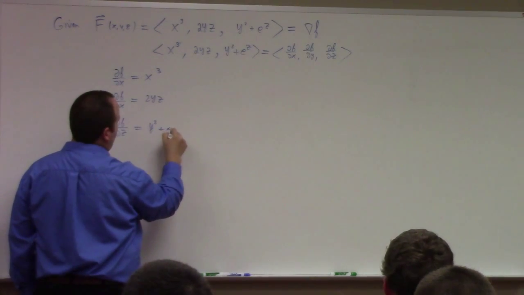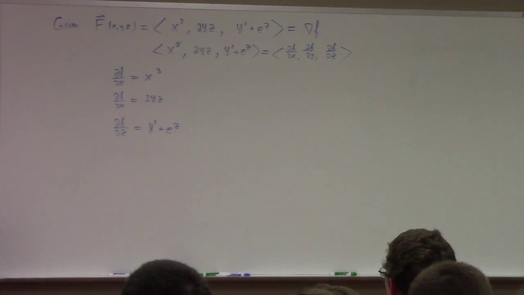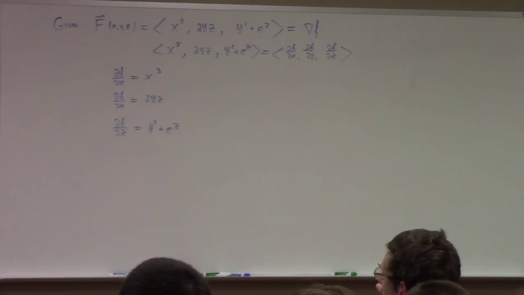Now, I should warn you, it's very dangerous for me just to write down a vector field and hope we can do it. There are many, many vector fields, infinitely many in fact, for which it is simply not possible to find the function f whose gradient gives you back the vector field.